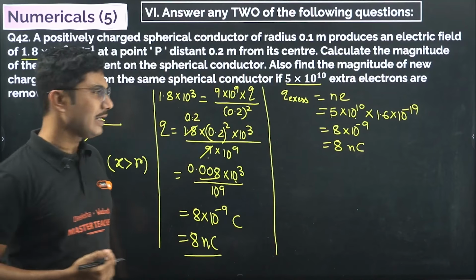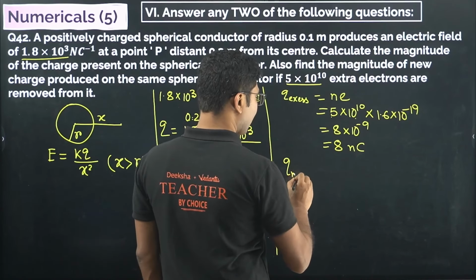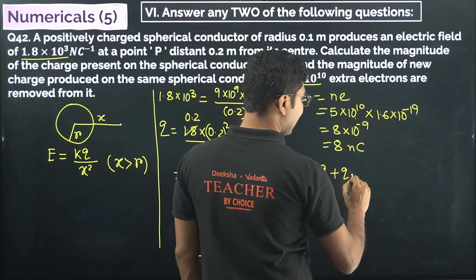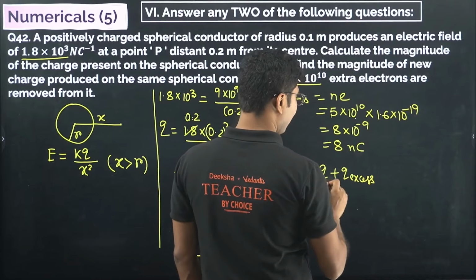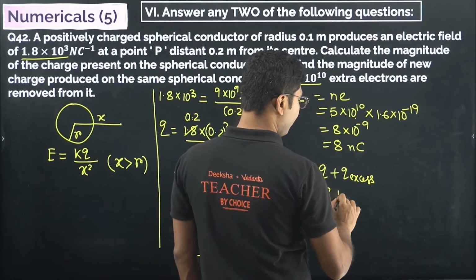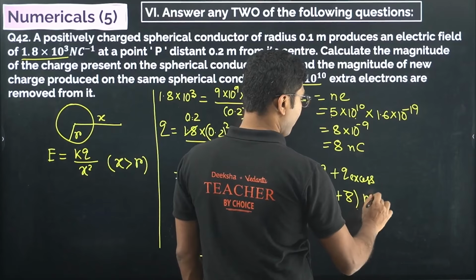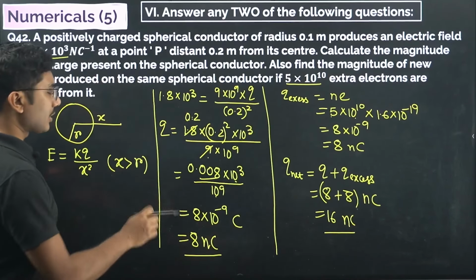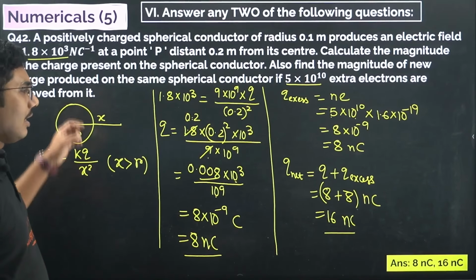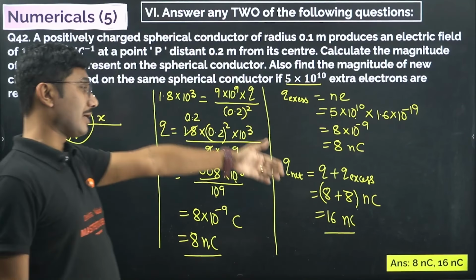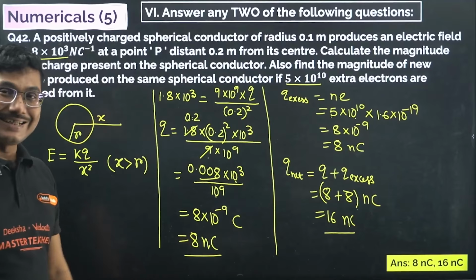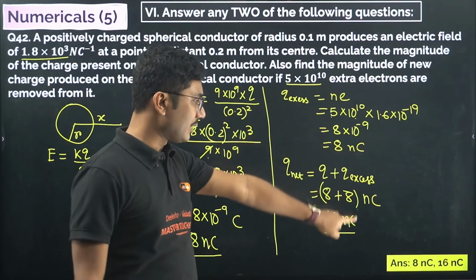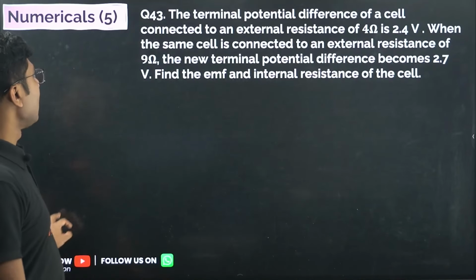But this is not the answer. Again, we have to find the new charge. The new charge should be the old charge plus the extra charge that you have added or taken away. So it will be 8 nanocoulomb plus 8 nanocoulomb, that is 16 nanocoulomb. The charge on the conductor was 8 nanocoulomb, and after doing everything, the final charge is 16 nanocoulomb. So solving up to this you get 3 marks, solving this you will get 1 extra mark, and solving this will give you full marks. Now let's move on.